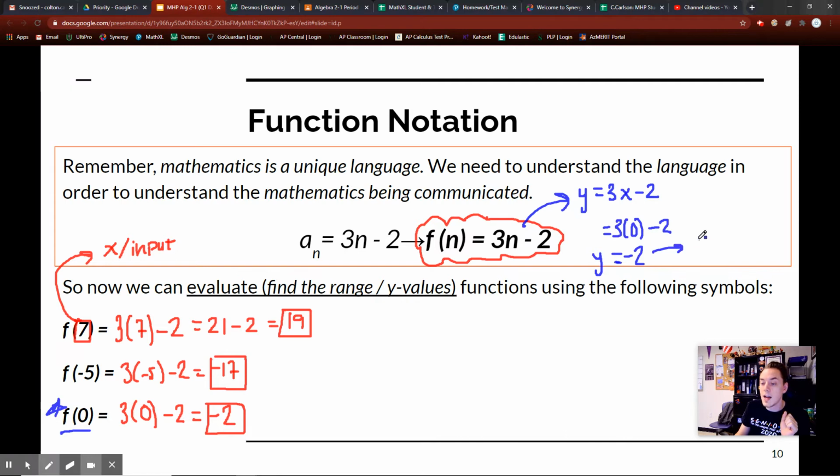Awesome. So what did I plug in? What was my input? Well, I inputted into my function 0. What was my output? Well, Mr. Carlson, we got negative 2 out. Great. Look at this. What is this? 0, negative 2. If I plotted this on an actual XY plane, which we will in a little bit, 0, negative 2 is right here. Which axis is that on? You should all be seeing the y-axis.